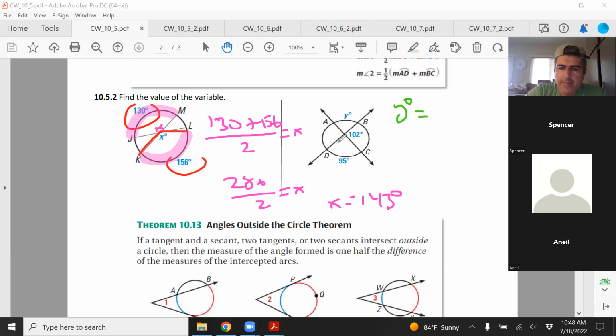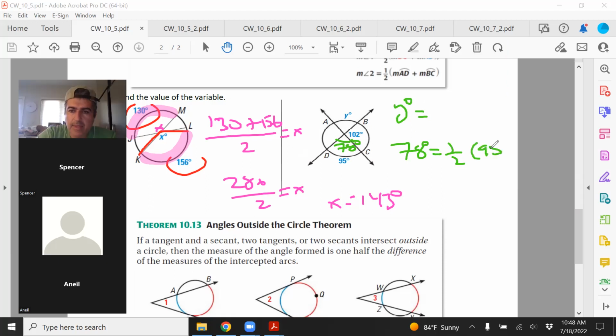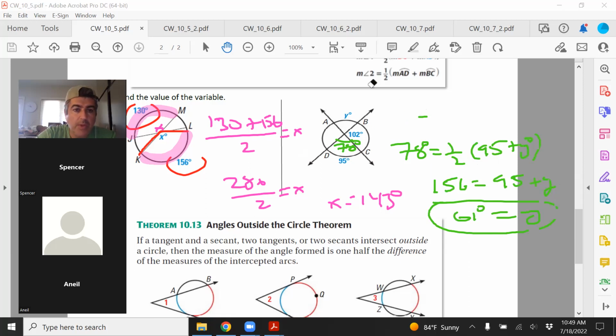Hopefully you recognize that this will be 78 degrees. So 78 degrees will equal 1/2 of the arcs that are intercepted, which is 95 and Y. So you multiply both sides by 2, and you solve for Y. I think you get 61 degrees. Questions?